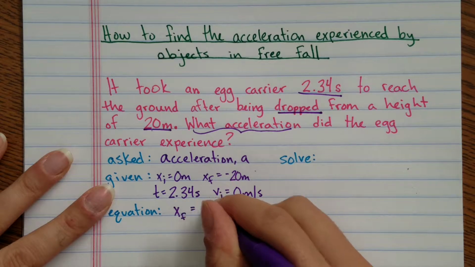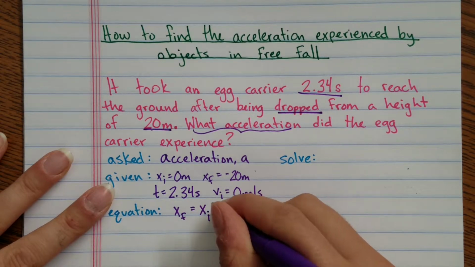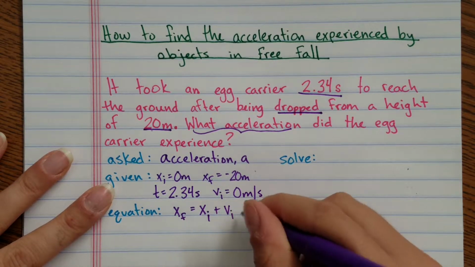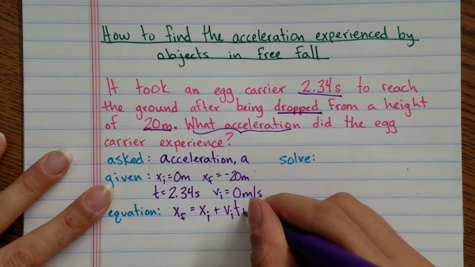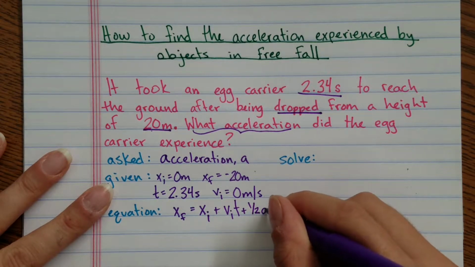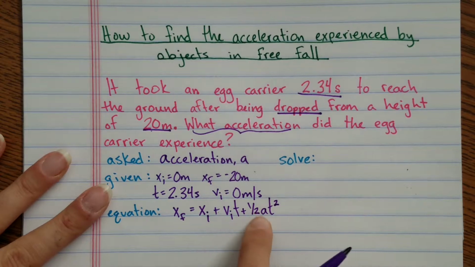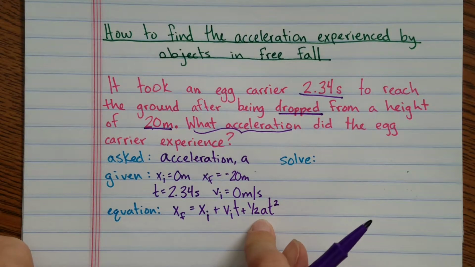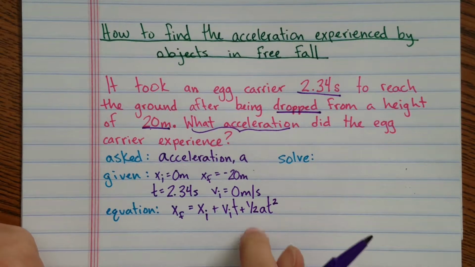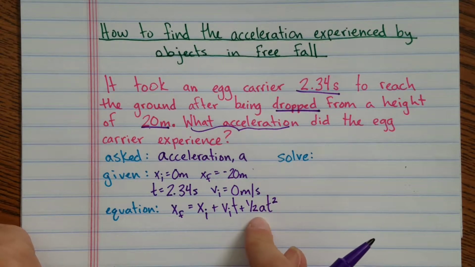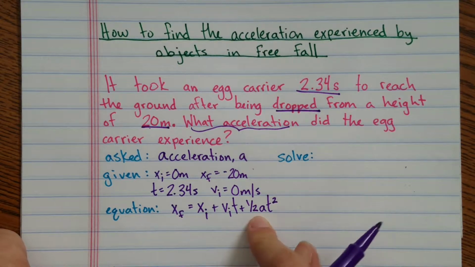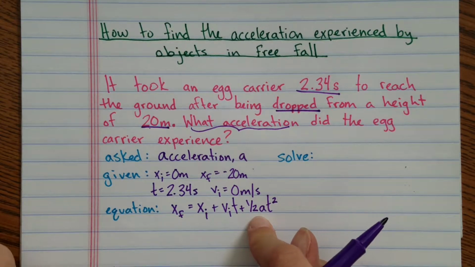So the equation I'm going to use is x_f equals the initial position plus the initial velocity times time plus 1/2 a t squared. Remember, when we have the equation with g, that just means we know little g is Earth's gravity. I'm using a here because I don't know if that's true. I'm going to see if air resistance affected my egg or not.